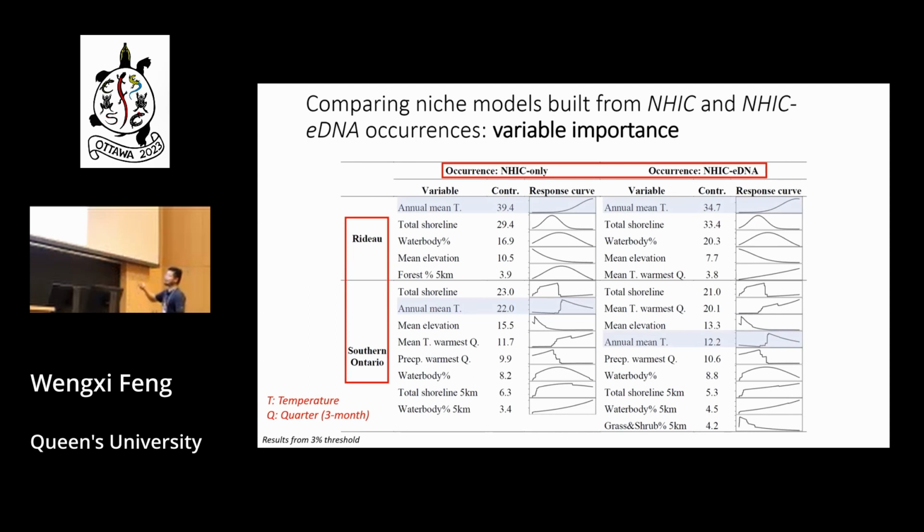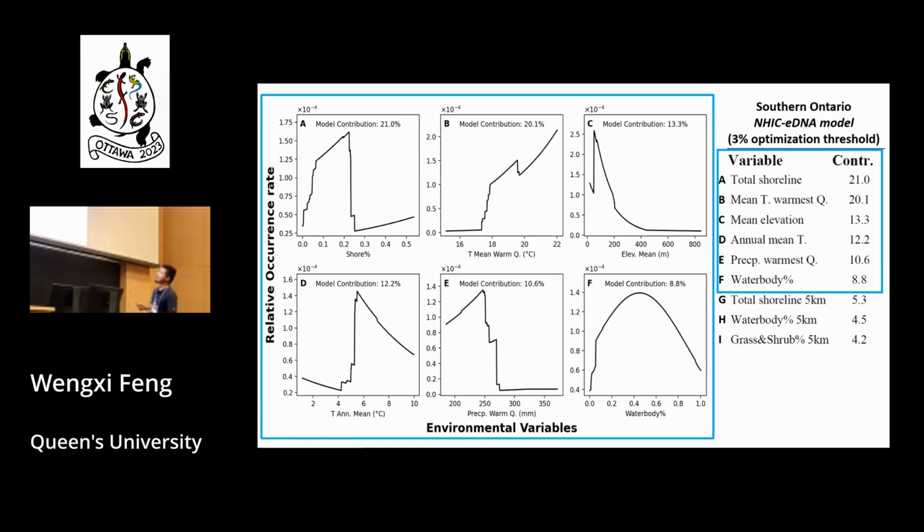On the x-axis of these graphs is the gradient of the environmental variable. On the y-axis is the predicted probability of presence of the species under that particular variable. So we're just going to go to the bottom right quadrant, the combined data sets in the Southern Ontario region. If you look at the top six contributing variables listed here, from the shoreline area, and then temperature, elevation, precipitation, and so on, these are just zoomed versions of the response curves.